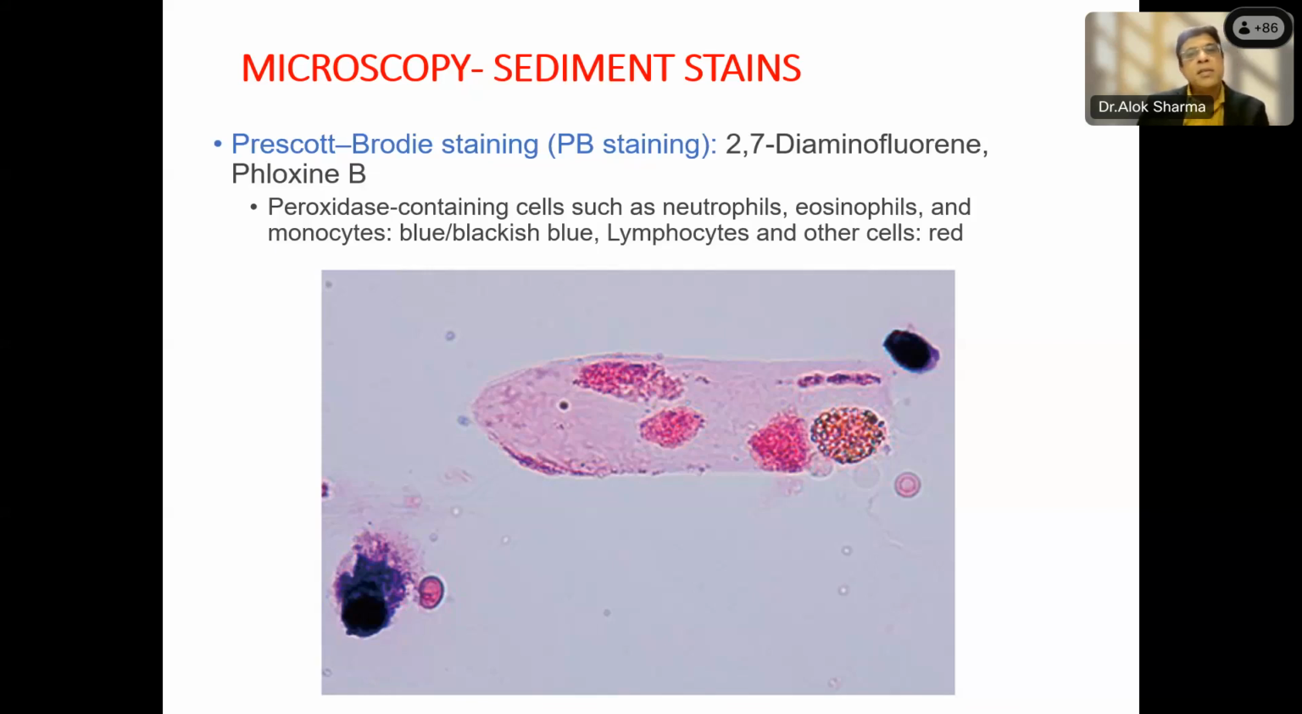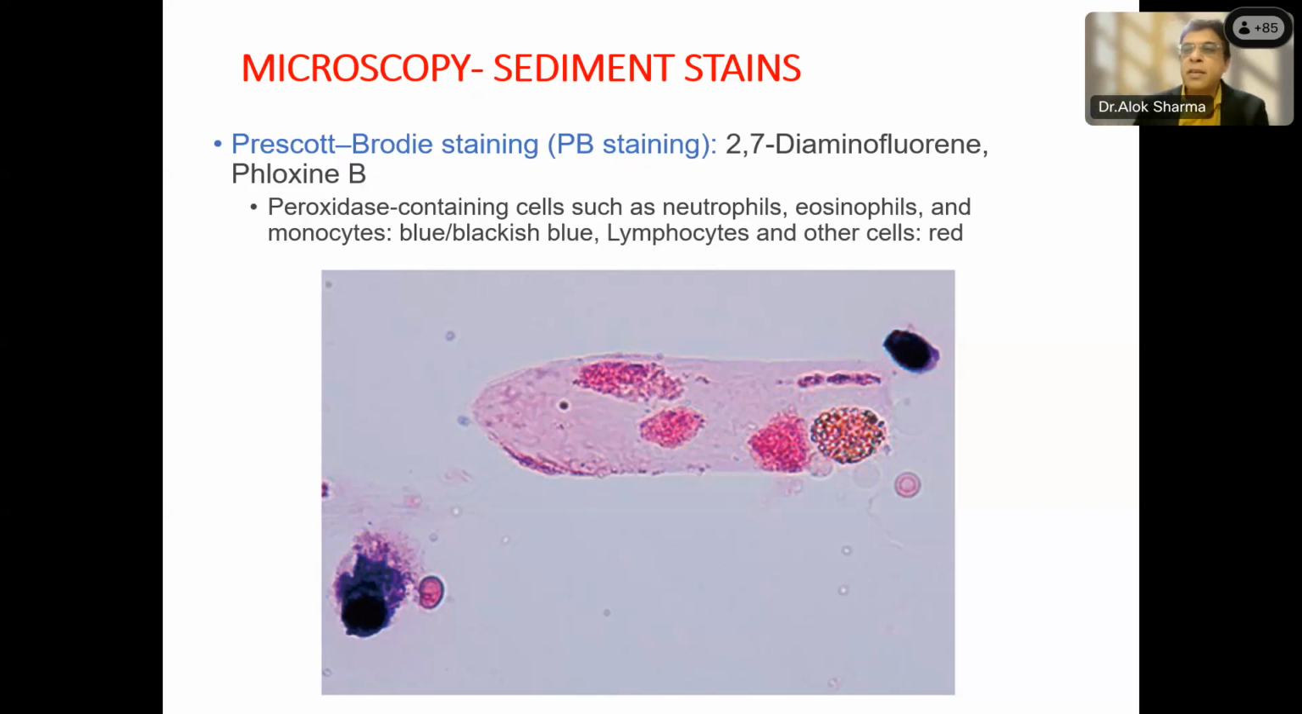And what it does is it stains the different components in different colors. So the peroxidase containing cells will take up a bluish-blackish color, as you can see in this picture. And the other cells like the lymphocytes, the ones which do not contain peroxidase in the cytoplasm, will be stained differently. So you can distinguish between the lymphocytes and the neutrophils or the granulocytes very nicely by using this stain. You can remember this as the Prescott Brodie or the PB stain.